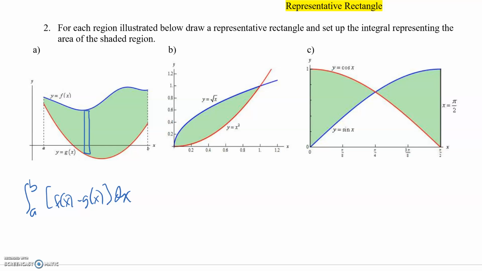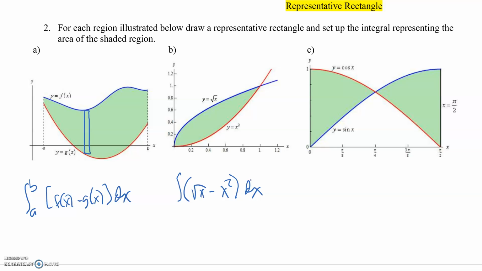Now we have some actual functions defined. And to find the area of that green shaded region, that's going to be the integral from, I'm going to come back to the limits of integration at the very end, but it's going to be the upper function, root x, minus the lower function, which is x squared, dx. And now I have to figure out what the limits of integration are going to be. The limits of integration, that's what we're looking for. What's a, what's b? What's the lower limit? What's the upper limit?